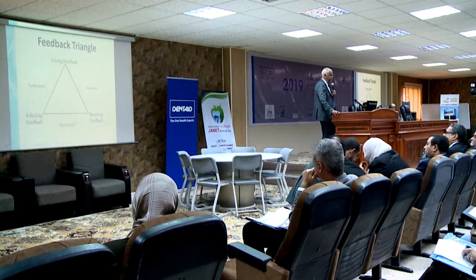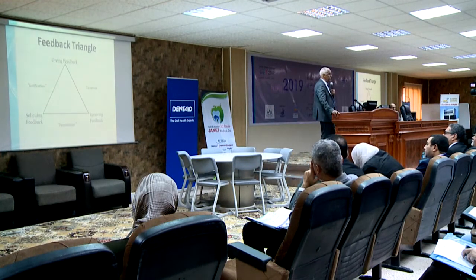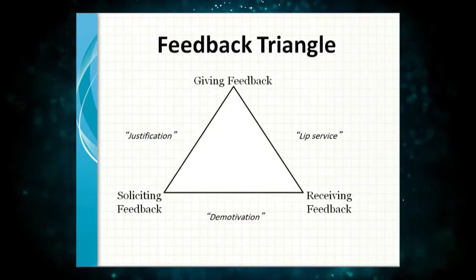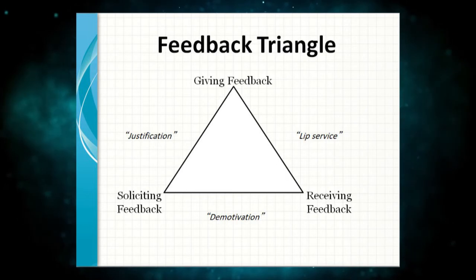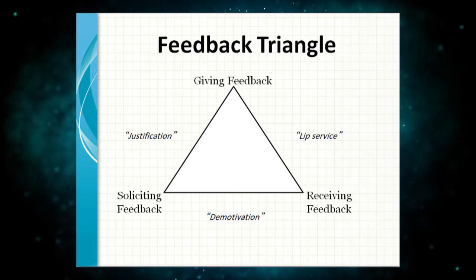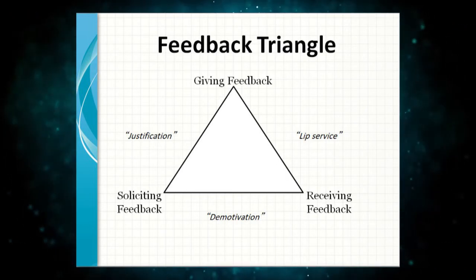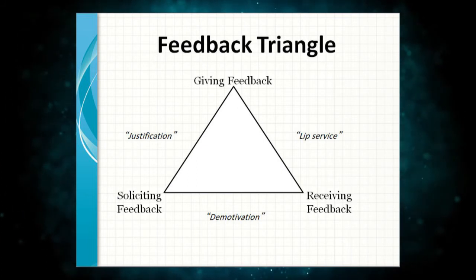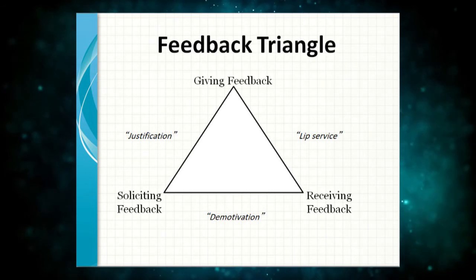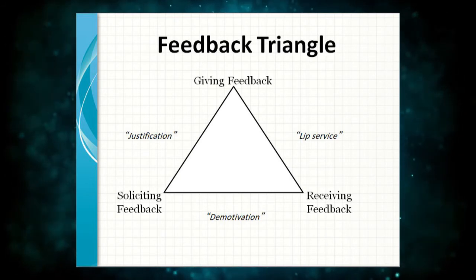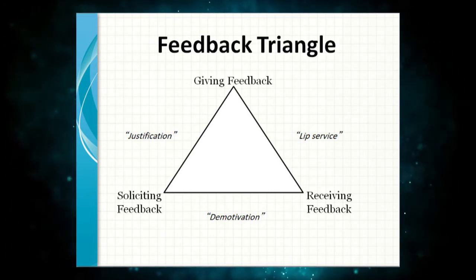For feedback to be effective, three components have to be present. There are giving feedback, receiving feedback, and soliciting or seeking feedback. And these are represented by the corners of a triangle. If one of these is absent, then feedback is going to be ineffective, and we may be just paying lip service or looking for justification or excuses, or we may cause the individual who's receiving feedback to be demotivated.